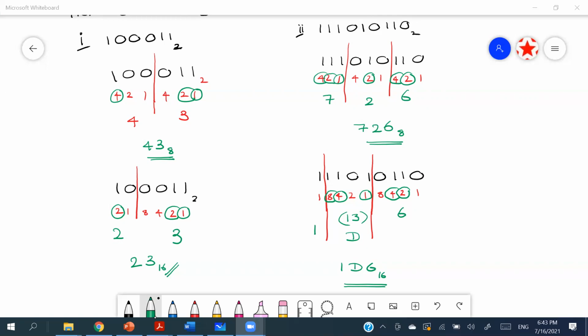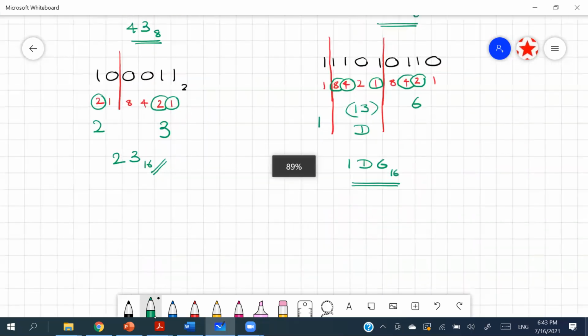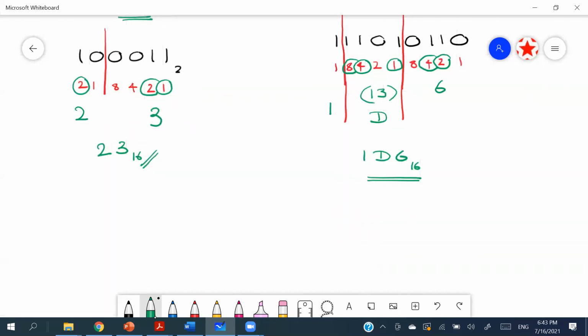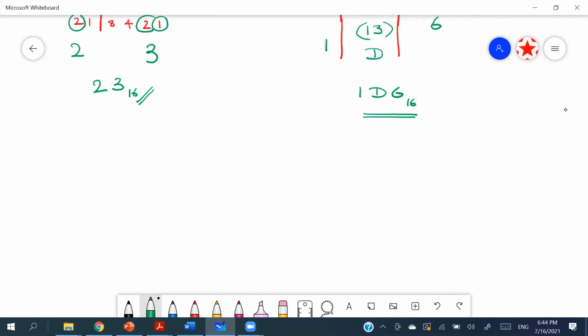Right. So let's move to the very last conversion. Here we are going to talk about converting octal and hexadecimals into a binary equivalence. That is actually the reverse process of the above things, right?